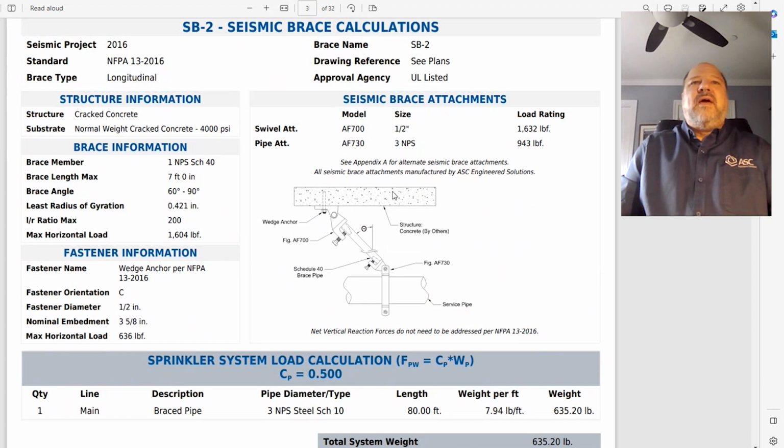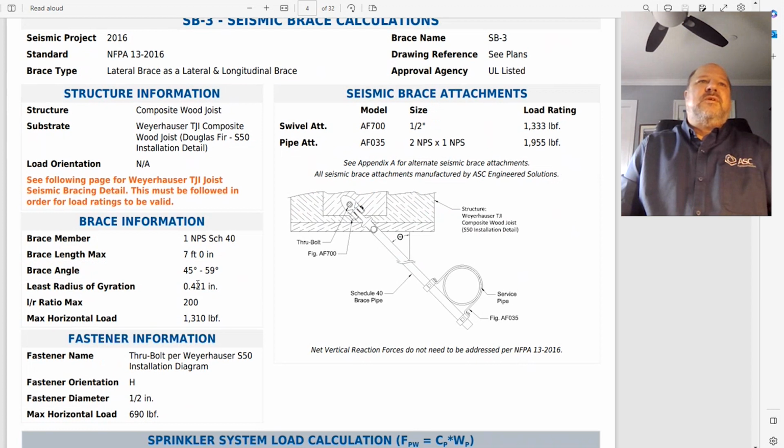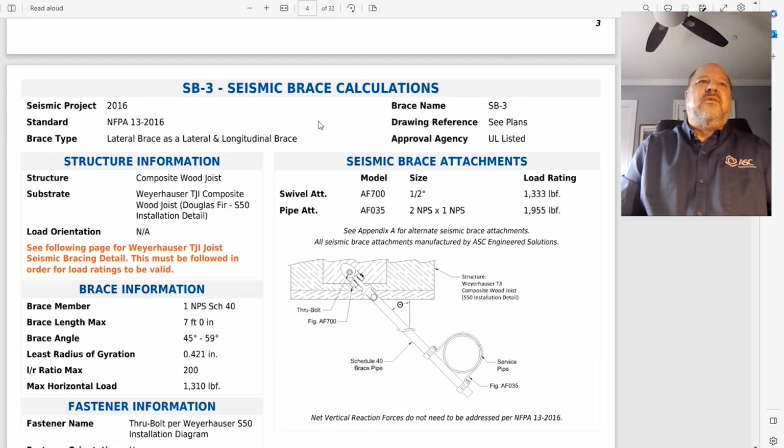So here's an example where we had a concrete connection and we had some fastener information, whereas the previous one, which was just using our steel adapter, had no fastener information. The third one that I happened to do an exercise on was one for composite wood joist. Some Weyerhaeuser TJI. We've partnered with Weyerhaeuser and Truss Joist, and we've incorporated their details. So this one is a little different. Same information is specified for the design, same picture, but we've referenced the Weyerhaeuser details specifically. Here is the load capacity of our AF700 and our O35.